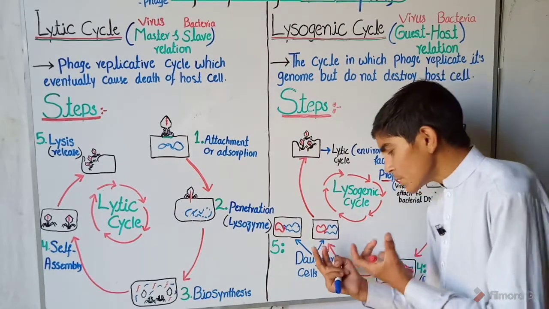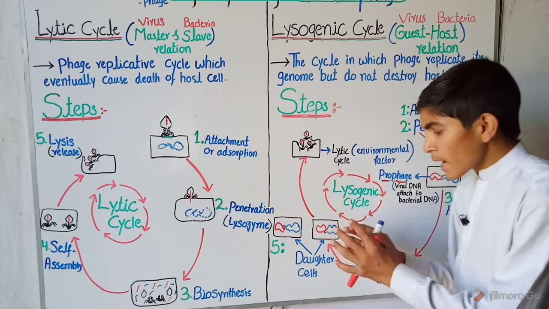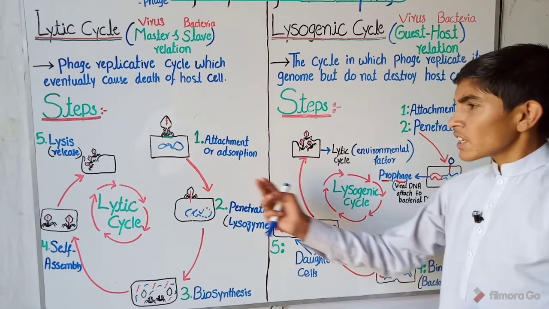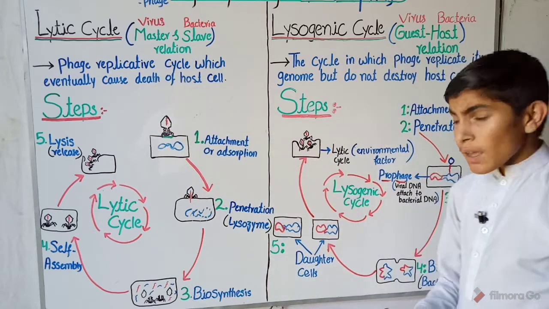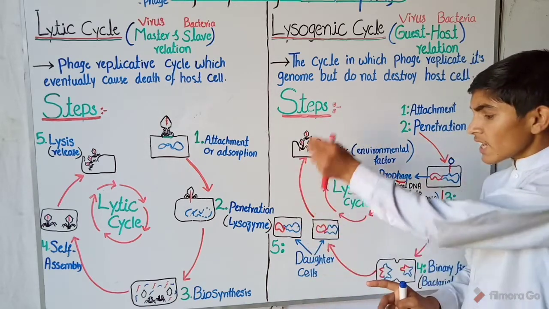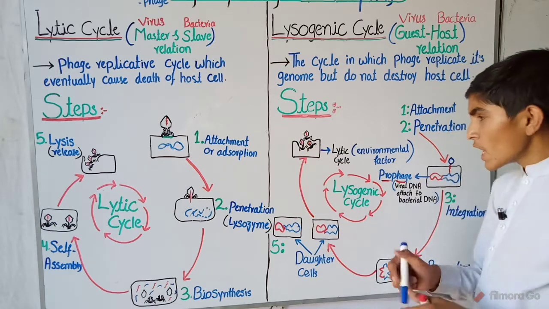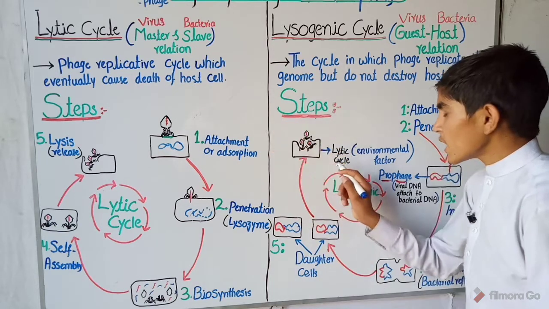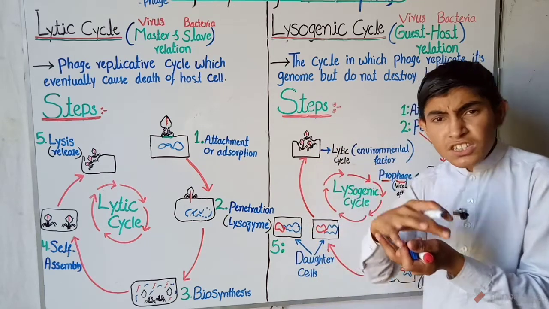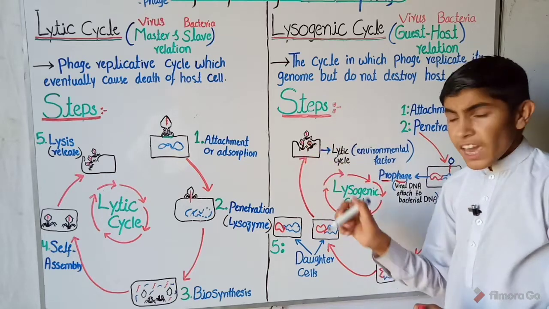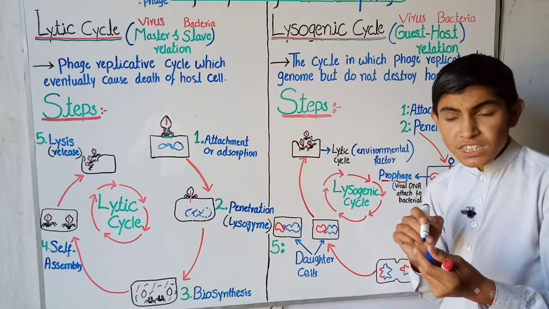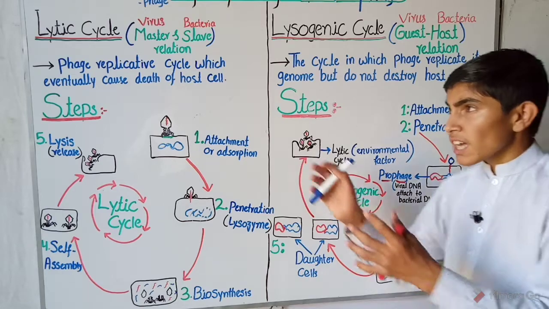But here, after the division of the bacterial cell into two daughter cells, if the environmental condition changes, it can directly lead to the start of the lytic cycle. But if the situation remains the same, it will run this lysogenic cycle again. So it can enter the lytic cycle, in which the virus genome leads to the synthesis of the whole viral structure, then penetrates the wall of the bacterial cell, goes outside, and destroys the bacterial cell. This is the lytic cycle.